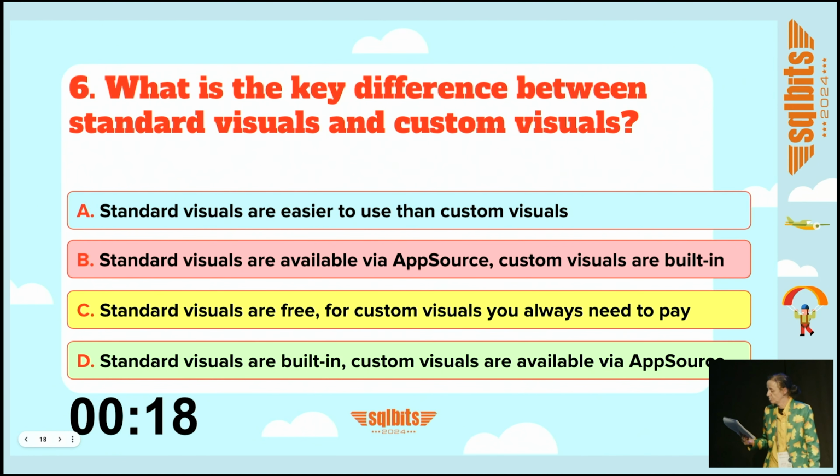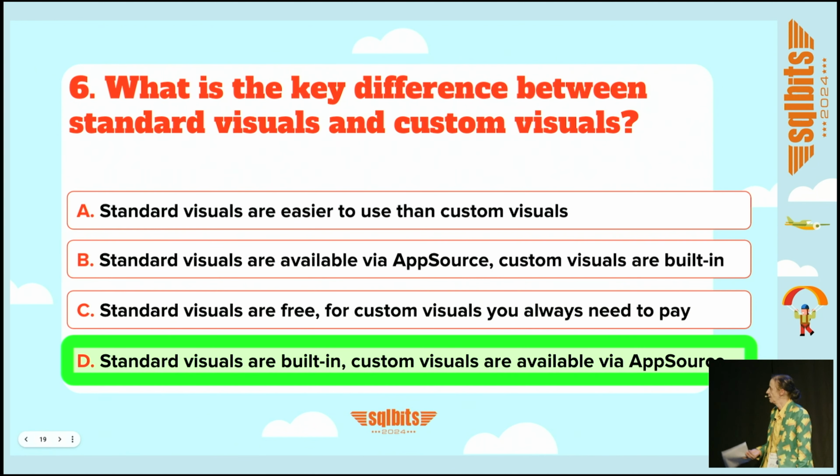A, standard visuals are easier to use than custom visuals. B, standard visuals are available via app source and custom visuals are built in. C, standard visuals are free, for custom visuals you always need to pay. Or D, standard visuals are built in and custom visuals are available via app source. I see a lot of D's. And that's correct.